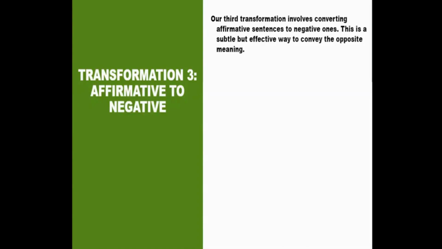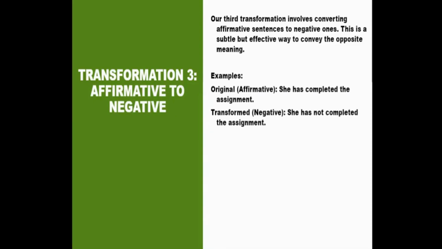Now, transformation number 3 is our third transformation, and it involves converting affirmative sentences to negative ones. This is, of course, a subtle but effective way to convey the opposite meaning. For example, she has completed the assignment. This is affirmative, and then we can change it to the negative. She has not completed the assignment.